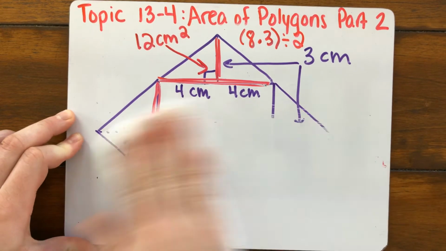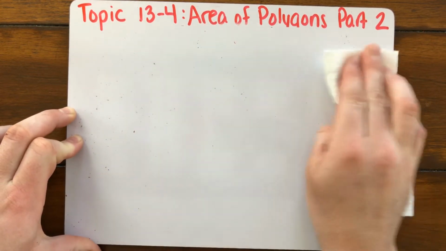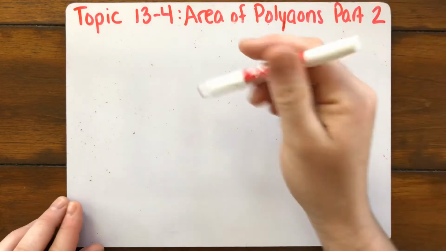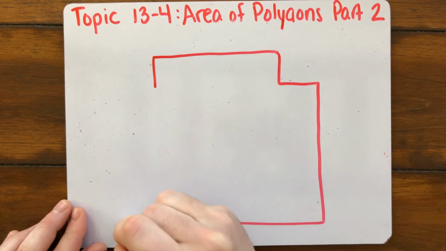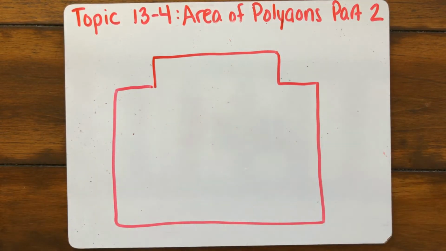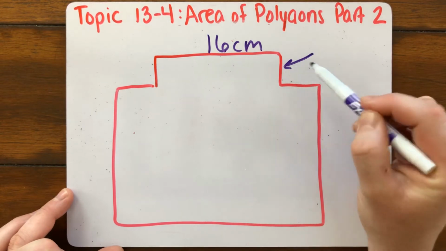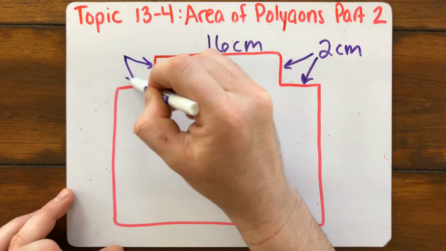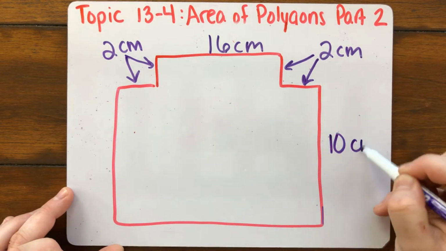Let's look at the 4th one on our Google form. And that shape looked like this. It was an interesting looking shape. All right, and if we were given that this was 16, both of these dimensions were 2 centimeters, and this height right here was 10 centimeters.